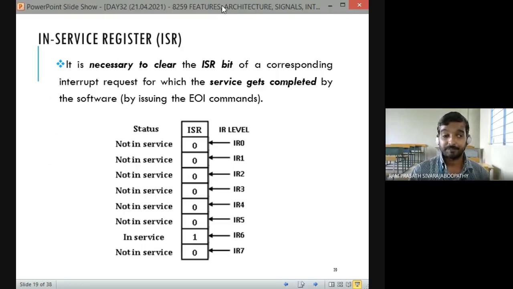Okay, on seeing this you people can tell which interrupt is currently being serviced. IR6. Okay, if I want to terminate its service, what should I do? I have to issue the end of interrupt command so that the IR6 bit is cleared at the end of the ISR program. If at the end of the ISR program we don't write the end of interrupt command, what happens? The service of this interrupt will not terminate. Then the ISR bit will not clear. Then if a lower priority interrupt comes, it will never be acknowledged. Fine? Is it clear to everyone?